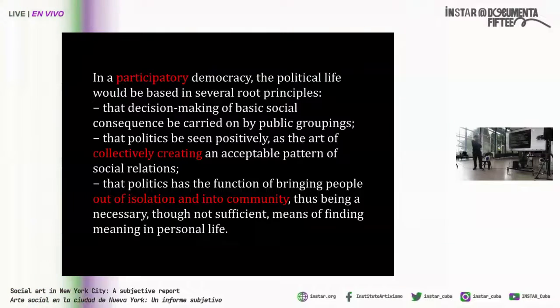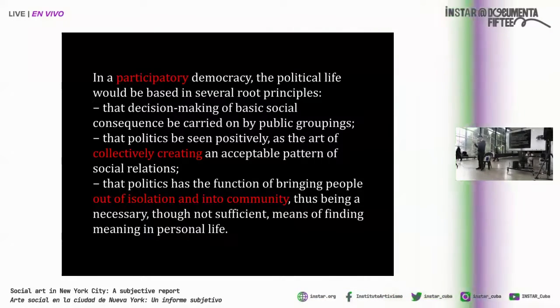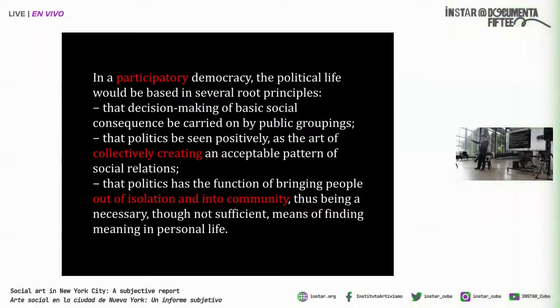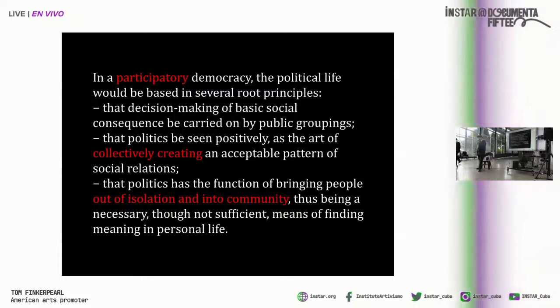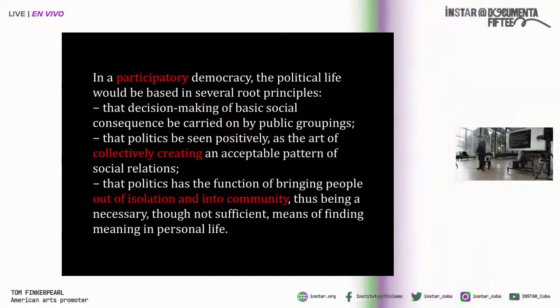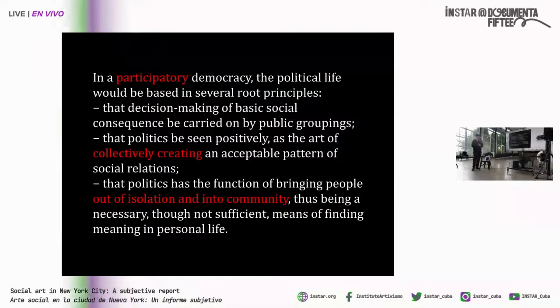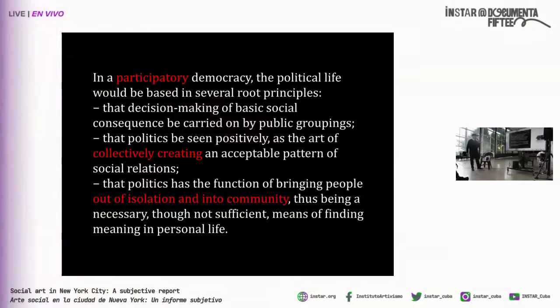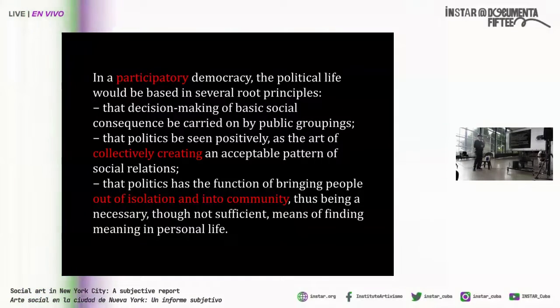So here, written collectively, it was very much, I think, in the spirit of this documenta, all of this was collectivities. SDS was a democratic, horizontally organized anti-war, anti-fascist organization. In a participatory democracy, the political life would be based on several root principles. And this is, by the way, you could say this about pretty much documenta, right?